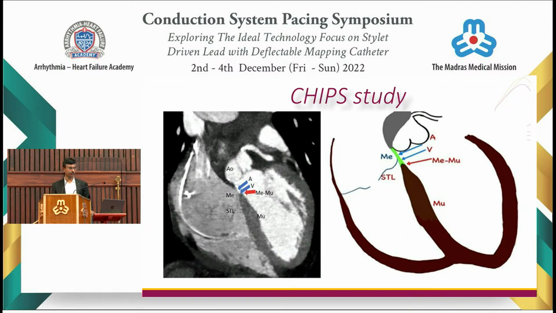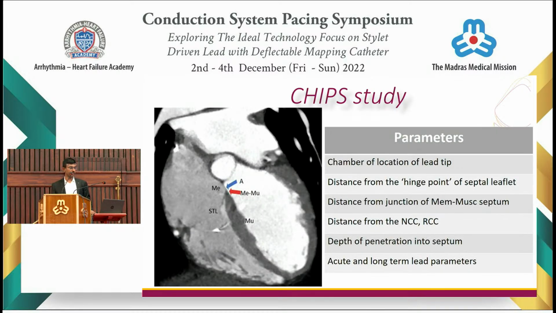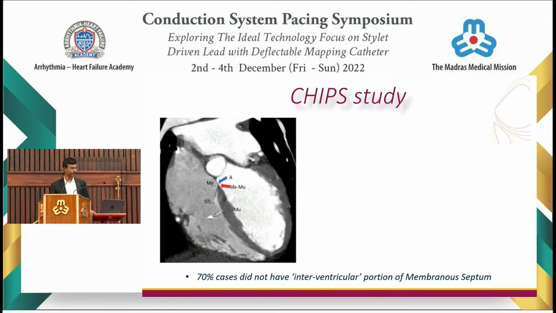So keeping this in mind, trying to delineate the septal attachment of the tricuspid valve leaflet and the attachment to the membranous and the muscular septum, we measured different parameters. These were the important parameters: the chamber of location of the lead tip, the distance from the hinge point of the septal leaflet, which Cabrera keeps on emphasizing in his manuscript. The hinge point of the septal leaflet is the apex of the Cox triangle. Also the distance from the junction of the membranous and muscular septum, the depth of penetration into the septum for the left bundle branch pacing leads, and the correlation of these with the acute and the long-term lead parameters.